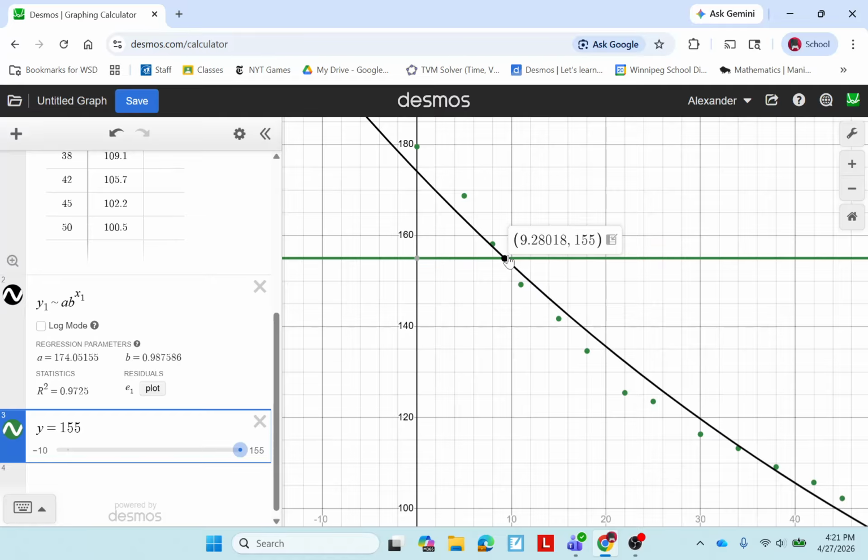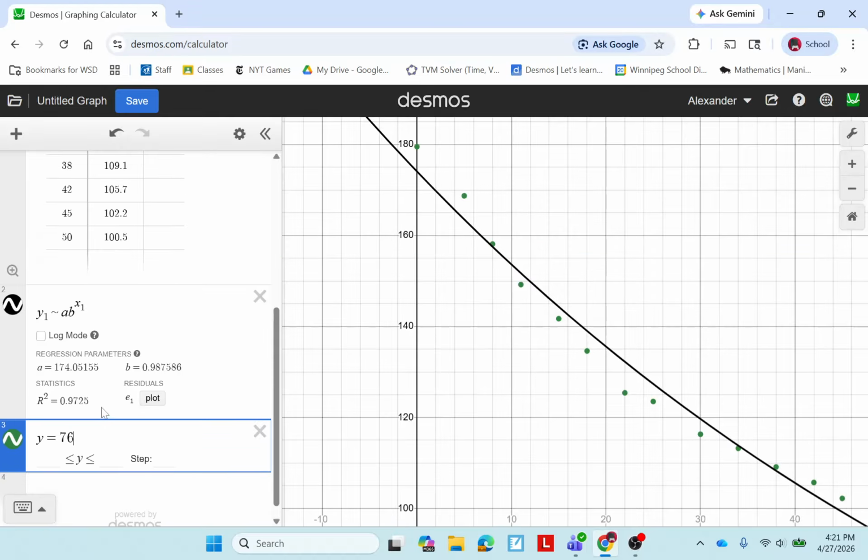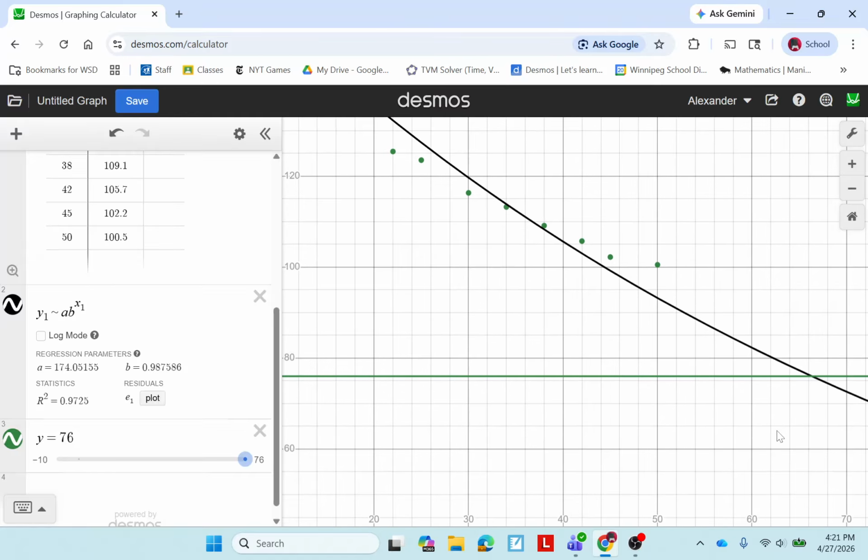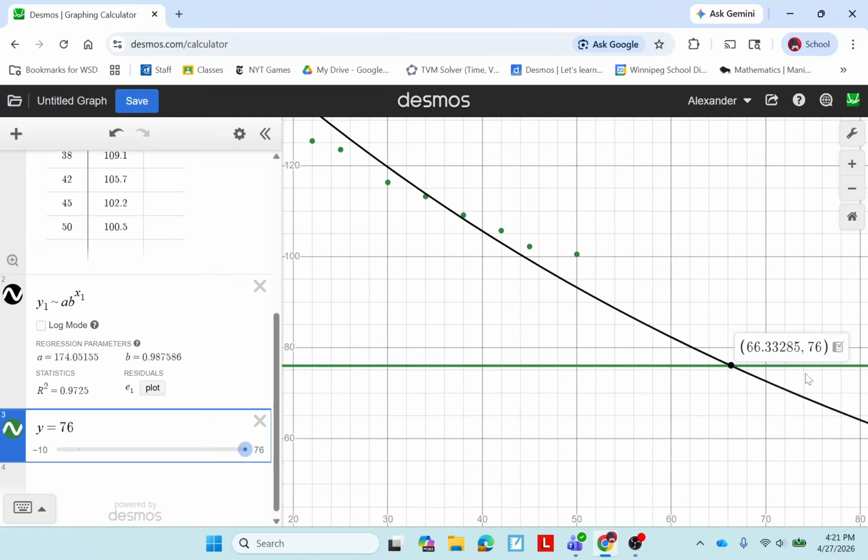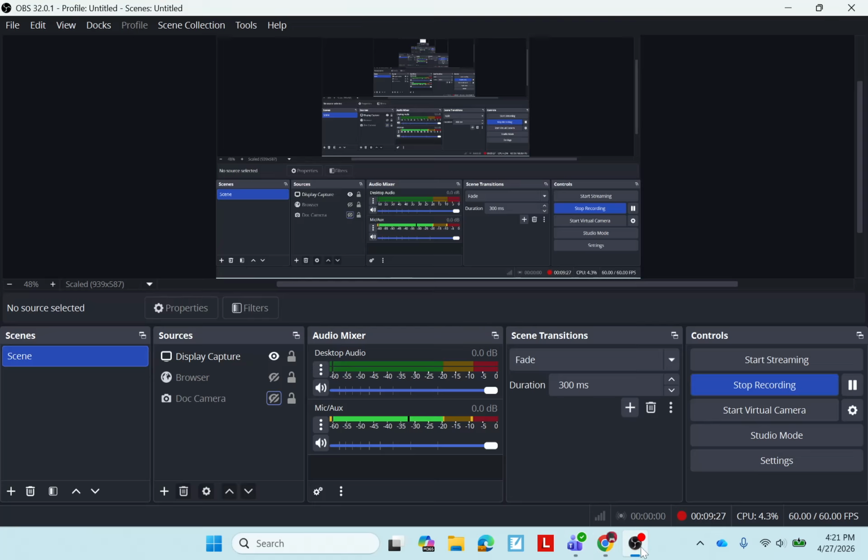And then part G says, if the temperature in the room is 76 degrees, at what time will the coffee stop cooling? Again, we are given a temperature number of 76, so we are going to enter y is equal to 76. And there is the intersection point right there at 66.33 minutes. So I'm going to switch back to my notes one final time here.